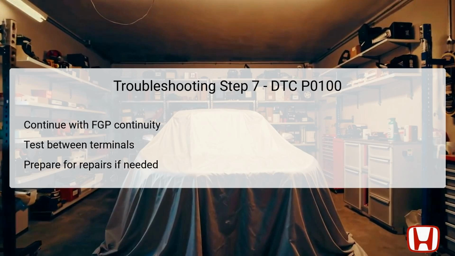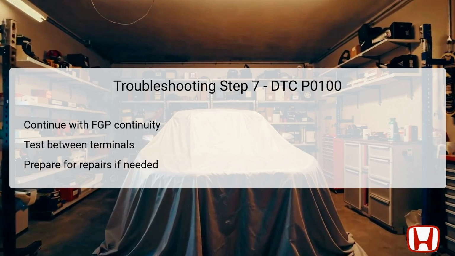Cue the seventh troubleshooting step. Proceed with continuity testing on the FGP wire again. This time, keep the vehicle in the off state and also ensure that both the MAF sensor and PCM connectors remain disconnected for accurate testing.